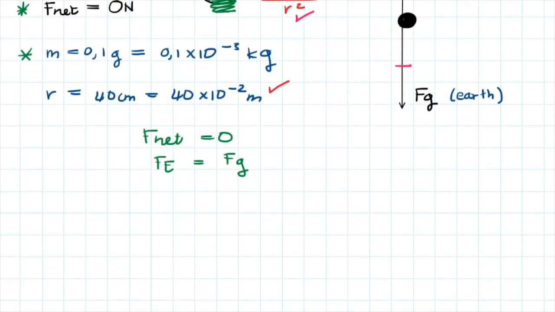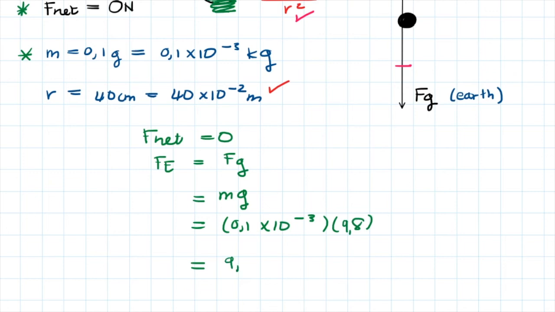We know that Fg, the force of the Earth on the object, is equal to mg. M is 0.1 times 10 to the negative 3 kilograms. g is 9.8. When we plug this into our calculators, we end up with an answer of 9.8 times 10 to the negative 4 newtons. This is the electrostatic force.